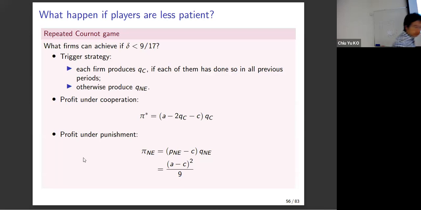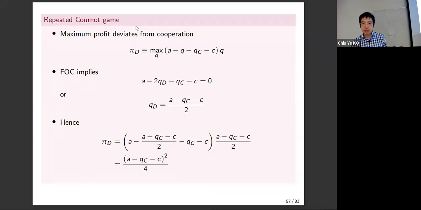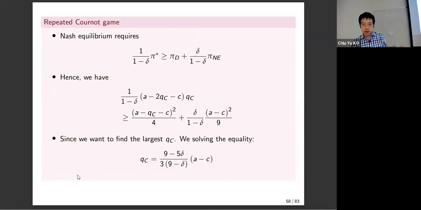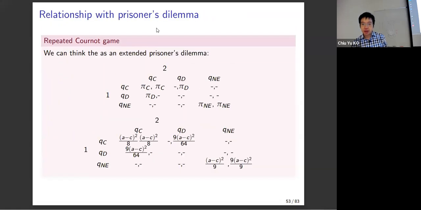Under punishment, it's the same. If we collaborate, this is our production and this is the profit. Then we calculate the deviation gain, the same process, the same proof. Just to remind you, what I'm doing here is that this is no longer this number. I find the optimal number here.